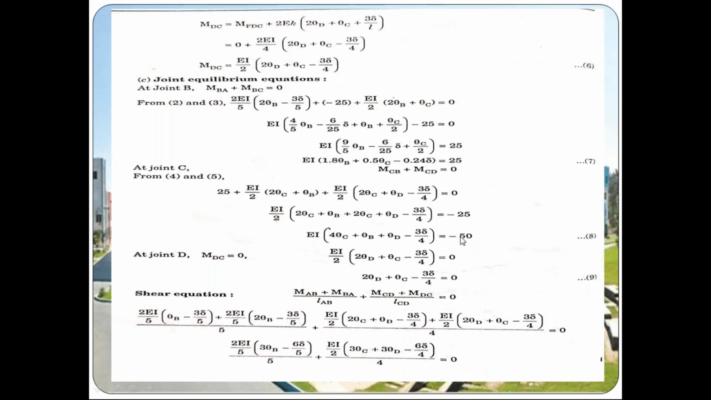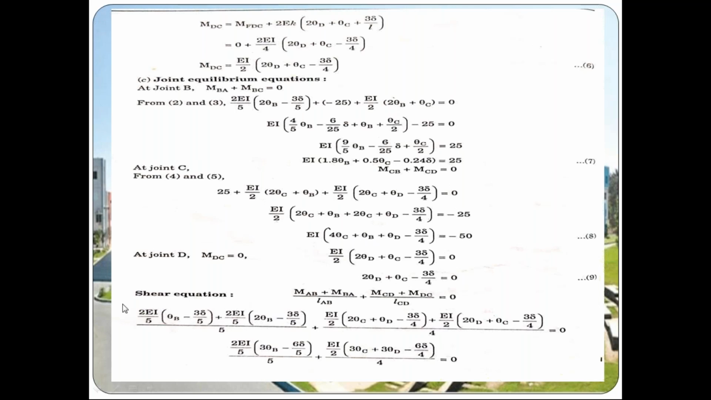So far we have 4 unknowns: theta B, theta C, delta, and theta D. In equations 7, 8, and 9 we have only 3 equations but 4 unknowns. So one more equation we have to calculate, that is the shear equation, which is needed because of the side sway.